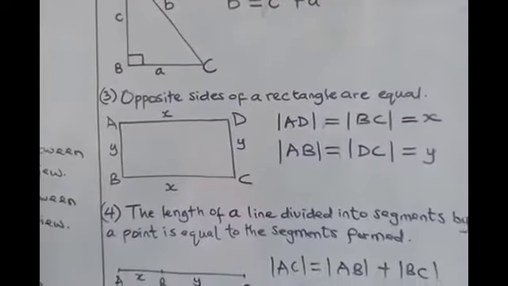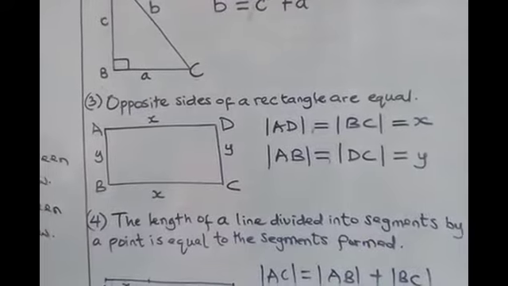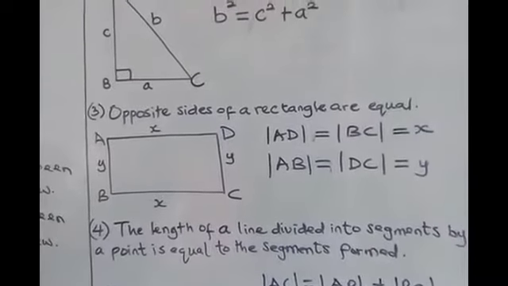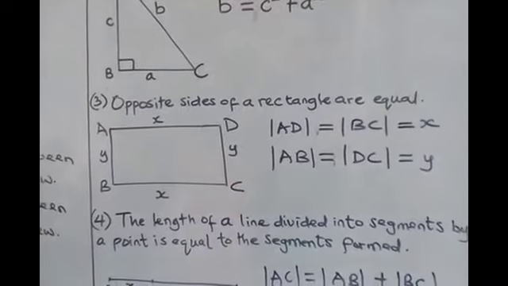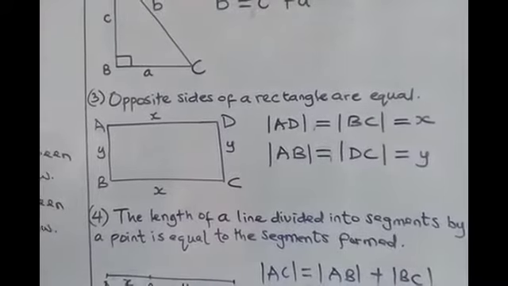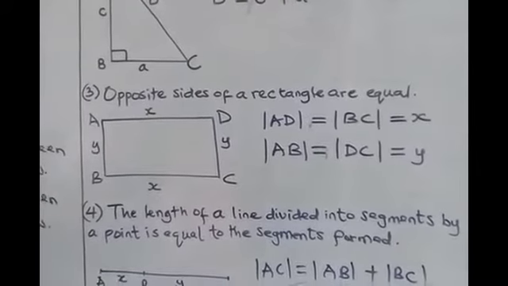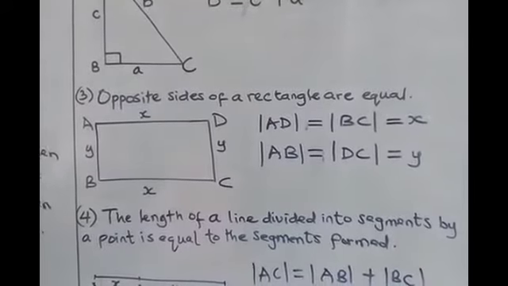The third requirement says the opposite sides of a rectangle are equal. So any diagram you have under angles of elevation and depression that depicts a rectangle, it means the opposite sides of that rectangle must be equal. You'll be given one side. It's not left for you to know that this shape is a rectangle.